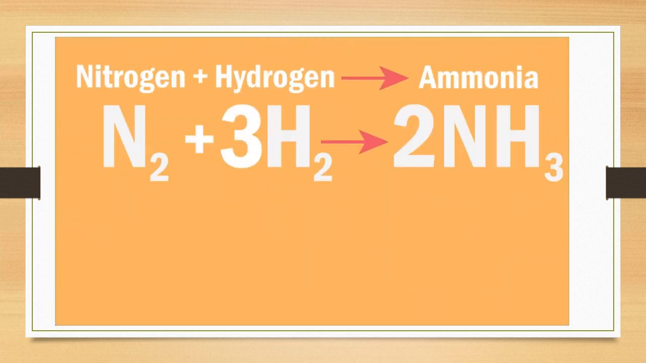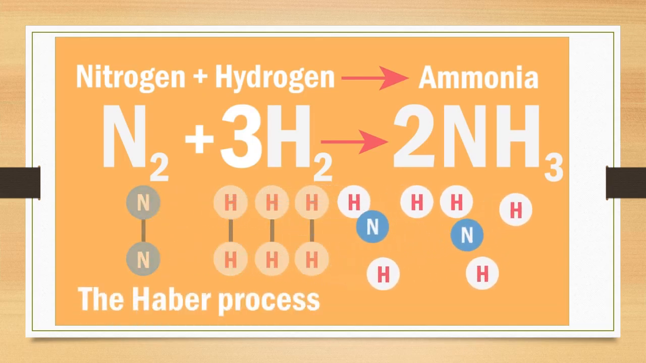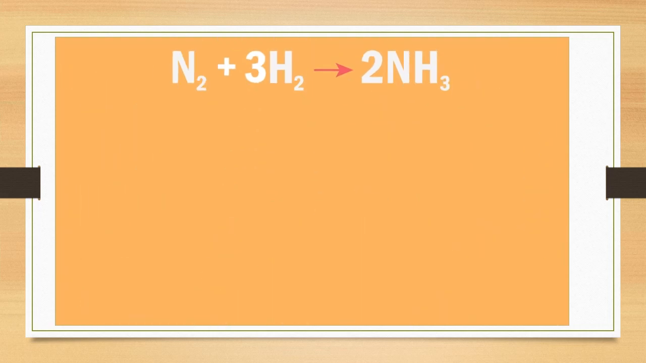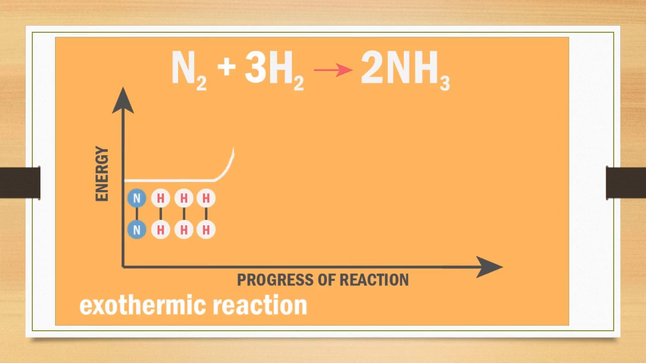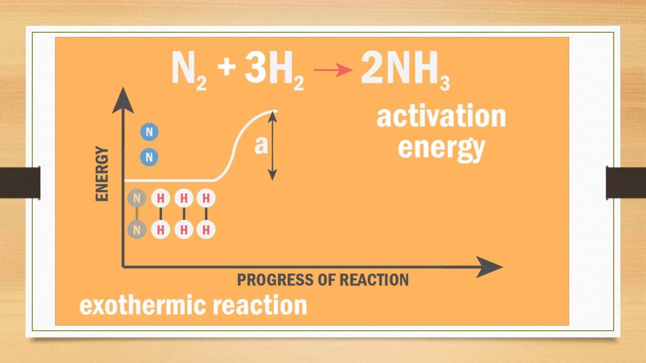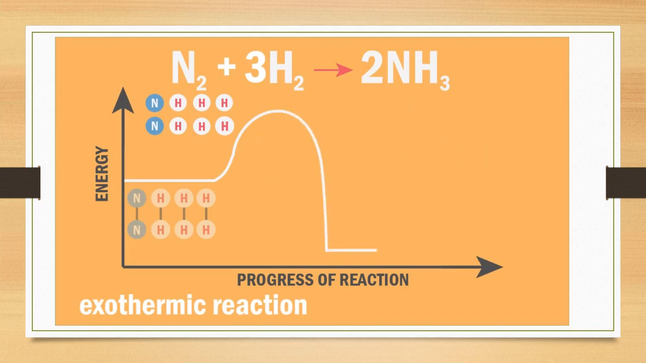Now consider the reaction between nitrogen and hydrogen to form ammonia. This is the Haber process. We can represent what happens in this reaction by the diagram. Again, A is the activation energy, which is the energy taken in to break the N-N and the 3 H-H bonds in the reactants. C is the energy given out when the 6 new N-H bonds make to form the products.